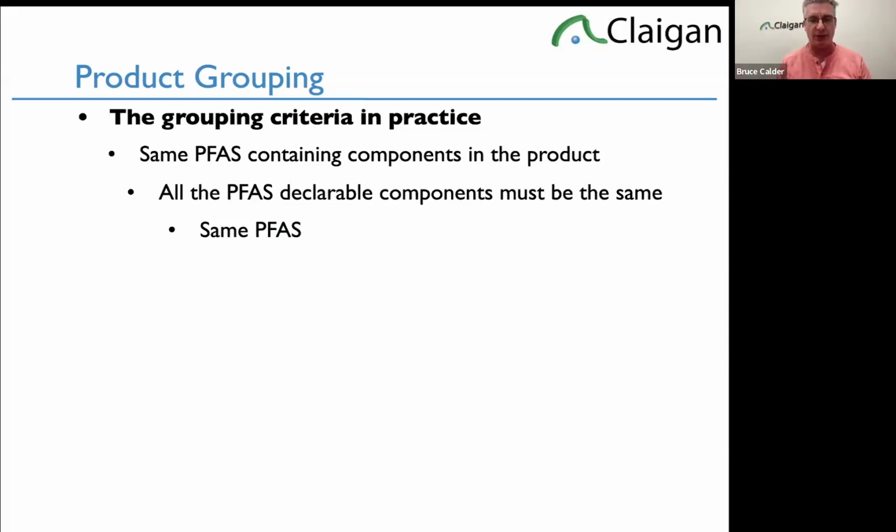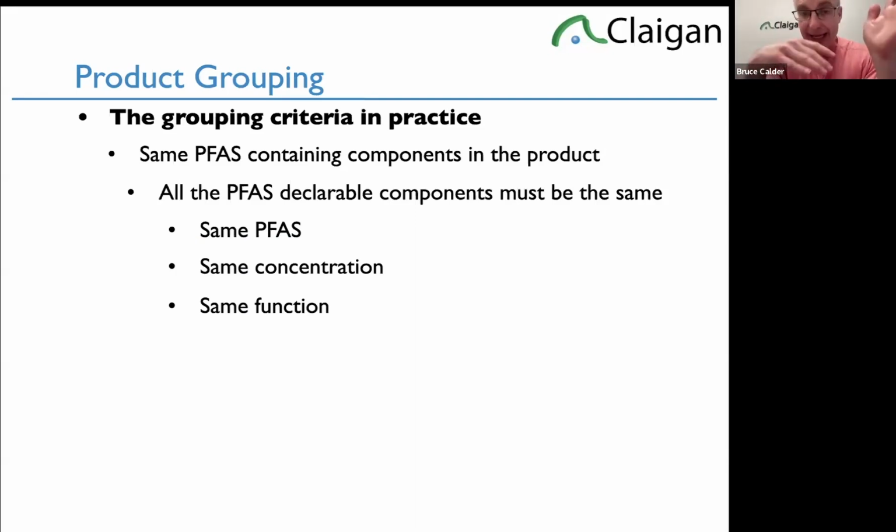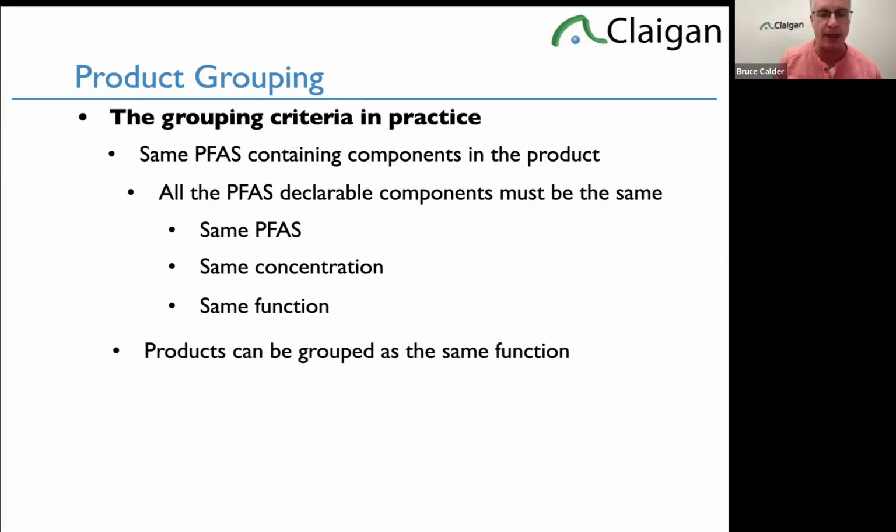So all the PFAS declarable components must be the same PFAS, same concentration range, and same function. So it has to be electrical insulator or flame retardant or lubricant or whatever, anti-friction. It has to have the same function. They're like, well, sometimes PTFE's in there as a flame retardant and lubricant. As long as it's PTFE and it can do both, that's a combined function. It can do two functions at once. Then the products can be grouped as the same product function.